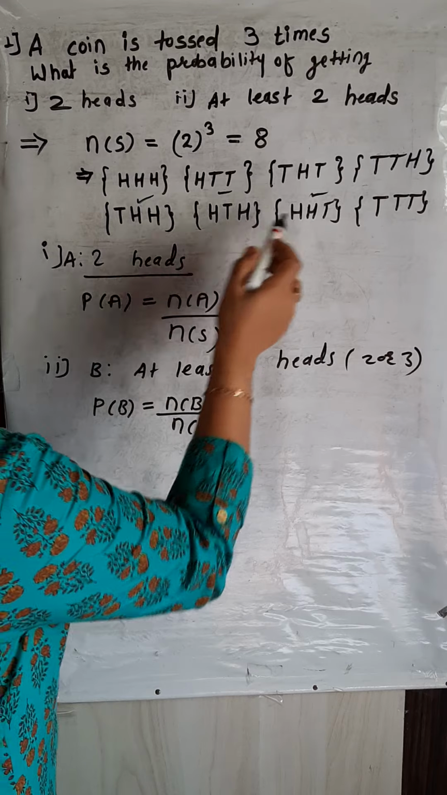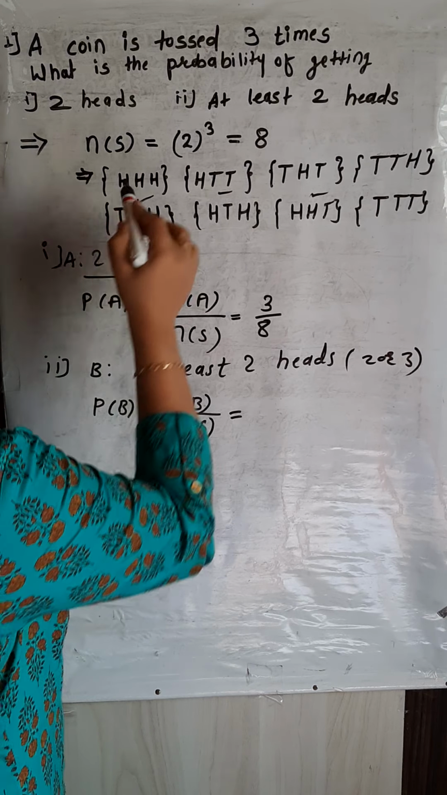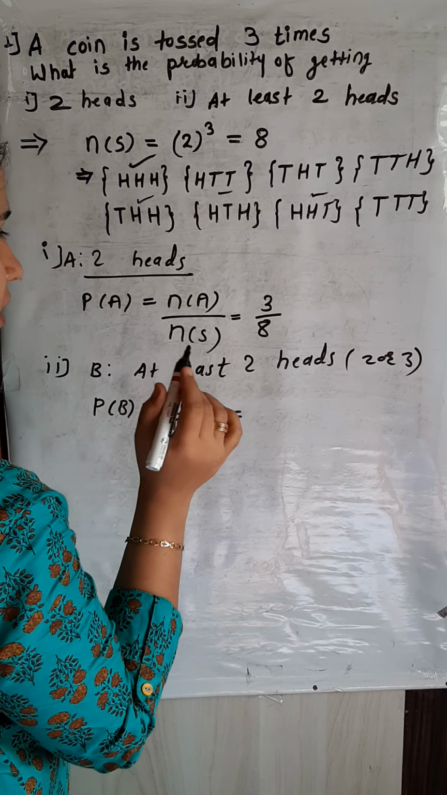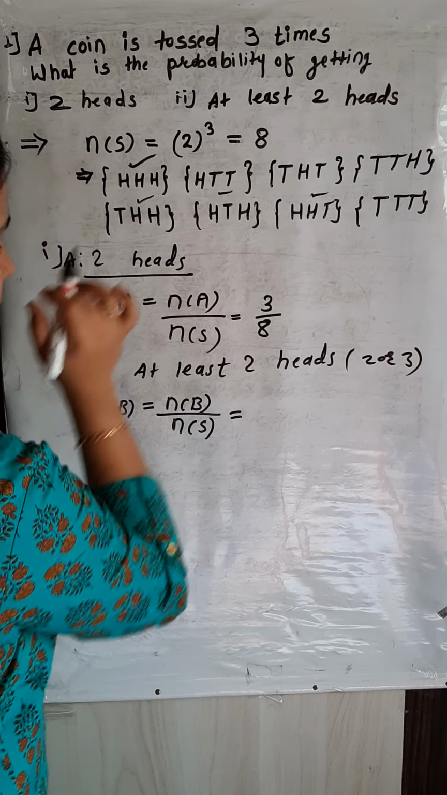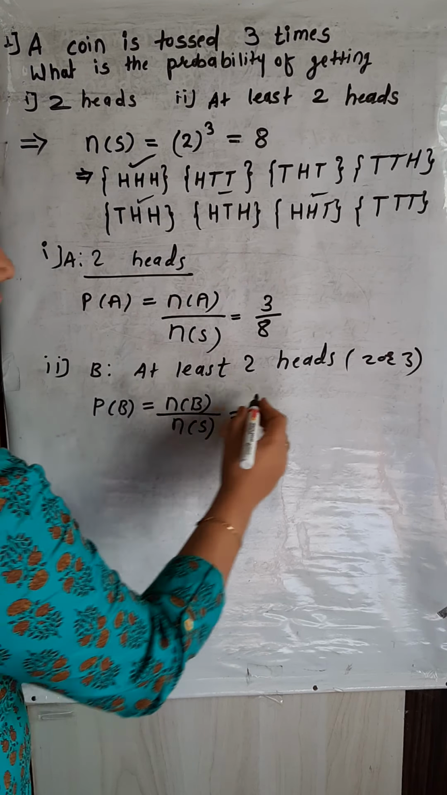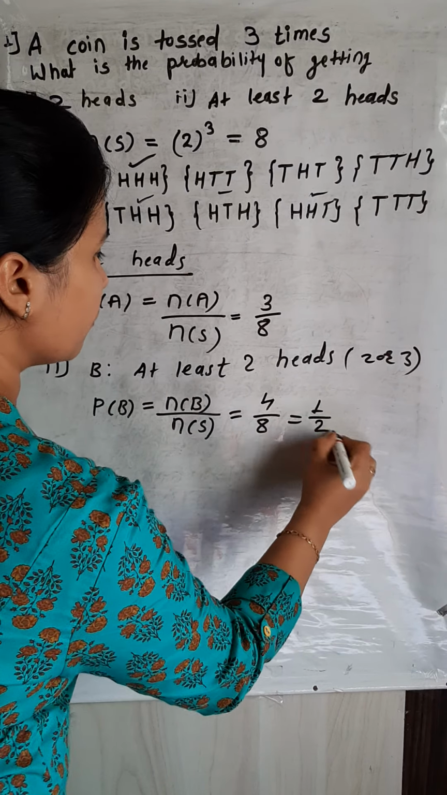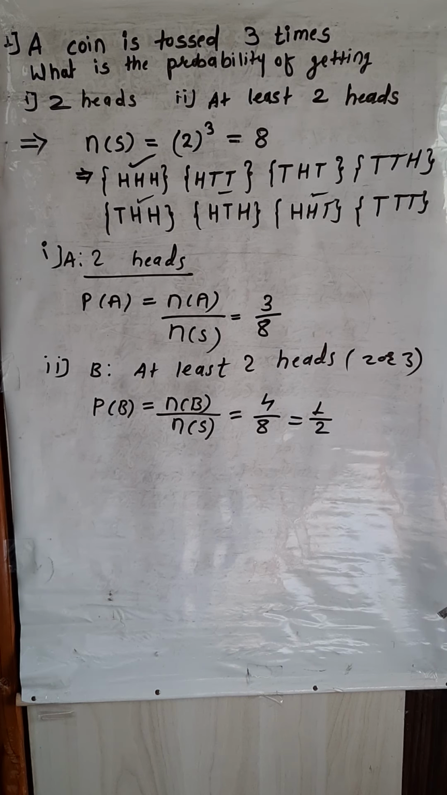So these are 3 events where heads are 2, and this will be the next one where we will get 3 heads. So heads can be 2 or 3. So there are 4 outcomes where heads can be 2 or 3. So 4 by 8. So probability is equal to 1 by 2. Right? What is next question?